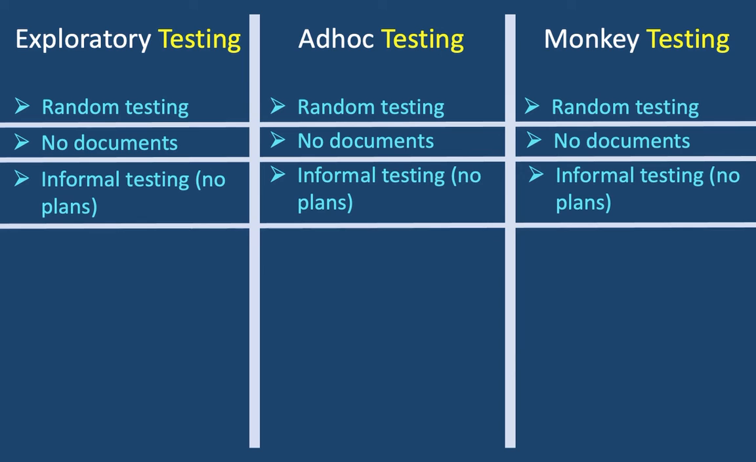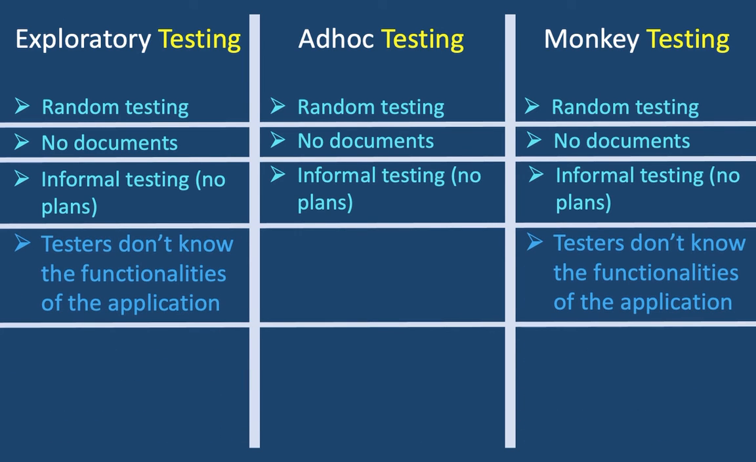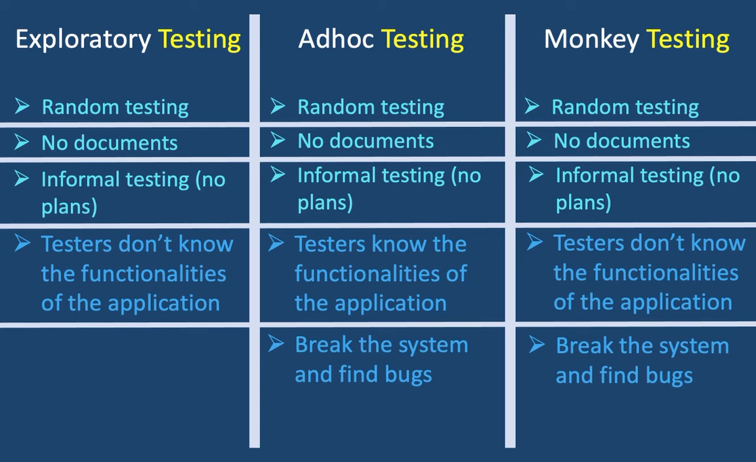In monkey and exploratory testing, testers don't know the functionalities of the application, while in ad hoc testing, testers know the functionalities. In monkey testing and ad hoc testing, the main goal is to break the software and find some corner bugs. But in exploratory testing, the main purpose is to explore the functionalities of the software.